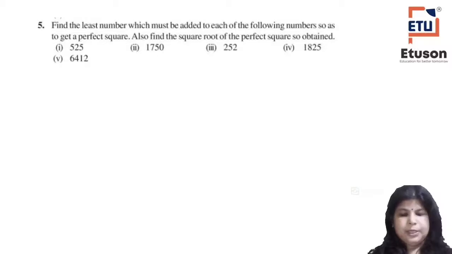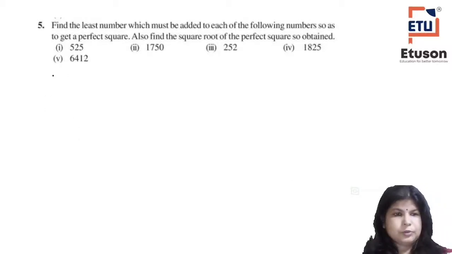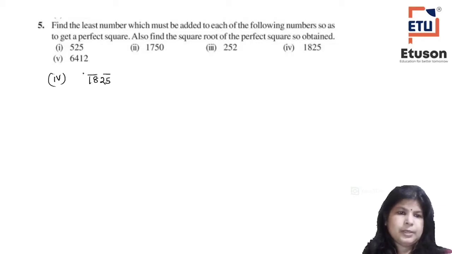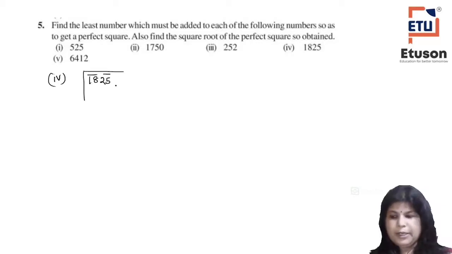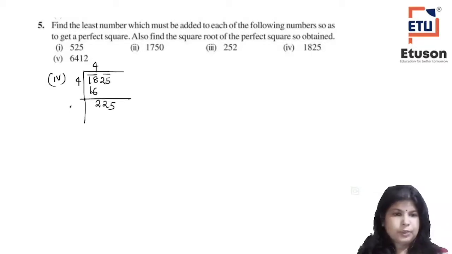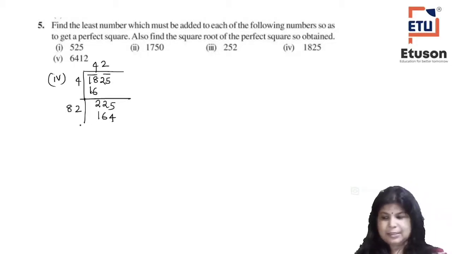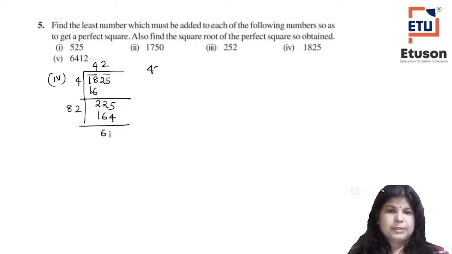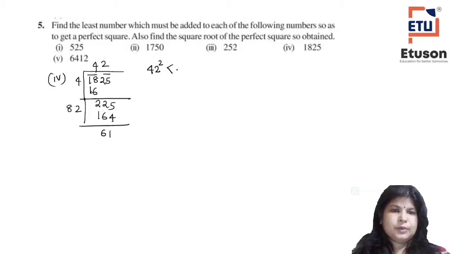That is bit 4. So your number is 1825. Let us pair them. So you have 1825. So 4 square is 16. So your remainder is 2, 225. 4 into 8, you get 2, then multiplied by 2, you get 164. And the remainder is 61. So from this it is very clear that 42 square is less than 1825.